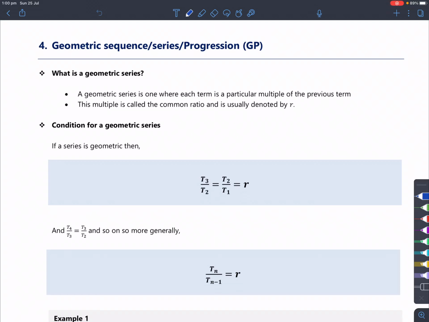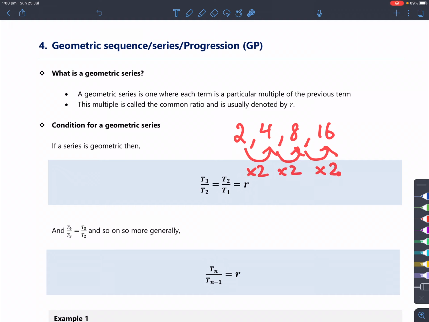In today's lesson, we'll be looking at geometric sequence, series, or progression. So what is a geometric series? It's one where each term is a particular multiple of the previous term. So say for example, if you have the terms 2, 4, 8, 16, you can see that each of these numbers can be gained by multiplying by 2. And so each of these are multiples of 2, okay?